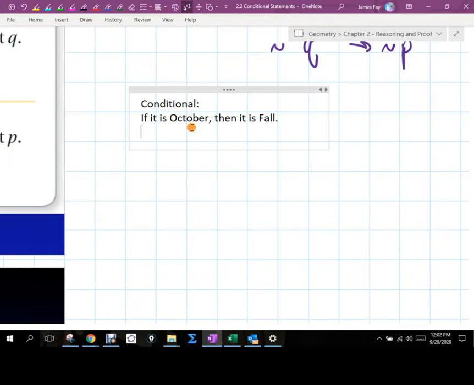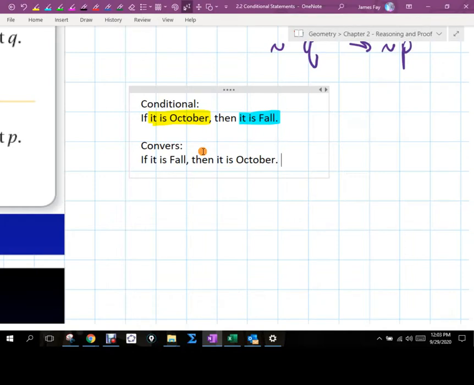When we analyze this, the if part we said was our hypothesis, right? This part here is your conclusion. If you're going to write your converse, the converse takes those two highlighted statements and flips their position. So I write, if it is fall, then it is October. Does that kind of make sense to everybody?